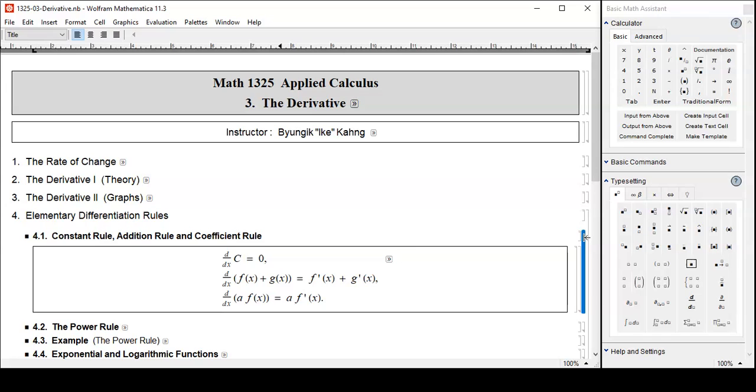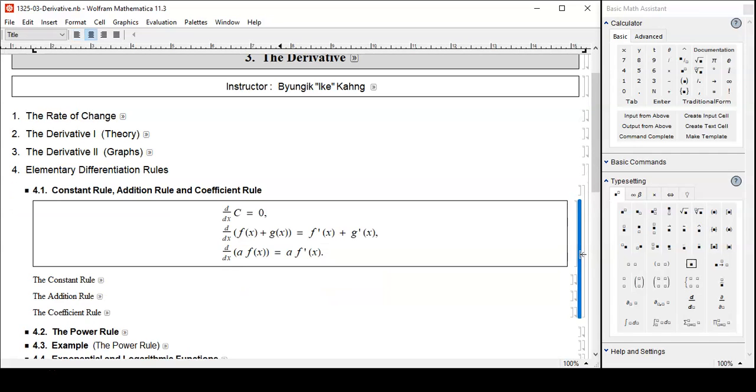The first rule is rather trivial. Constant rule, addition rule, and coefficient rule. The derivative of constant function is always 0, and the derivative of sum is sum of the derivative, and derivative of coefficient times something, I can take the coefficient out. I'm not going to talk about the proof of the second and third rules because they can be a little bit rough. We'll just accept those.